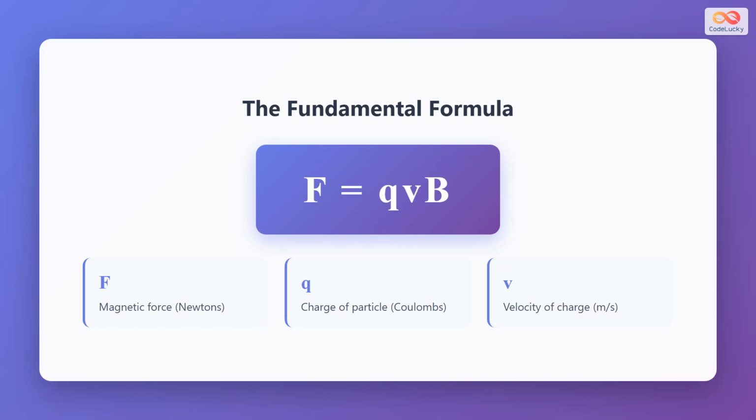The magnetic force on a moving charge is given by the simple yet powerful formula F equals qvB. Here, F represents the magnetic force measured in newtons, q is the electric charge of the particle measured in coulombs, and v represents the velocity of the charge in meters per second. This formula shows us that the magnetic force depends on three key factors: how much charge the particle carries, how fast it's moving, and the strength of the magnetic field it encounters.